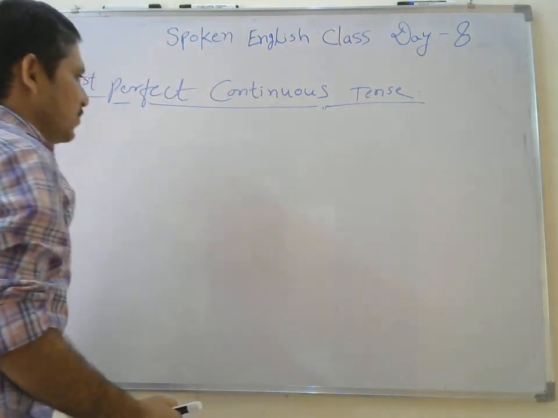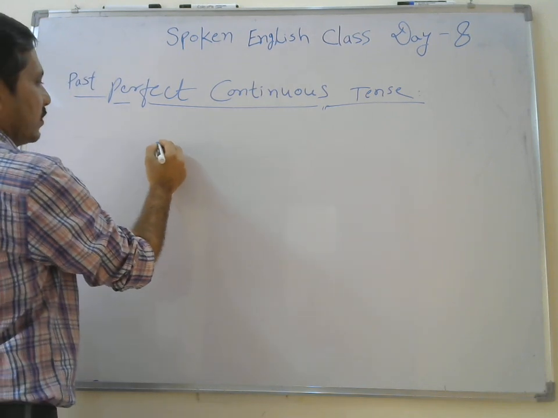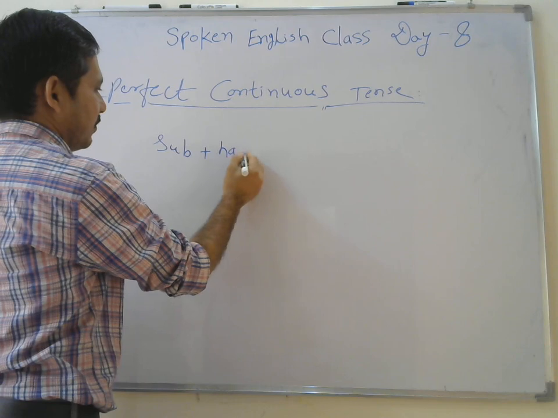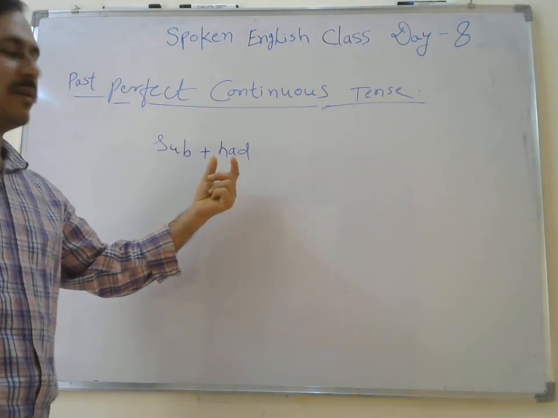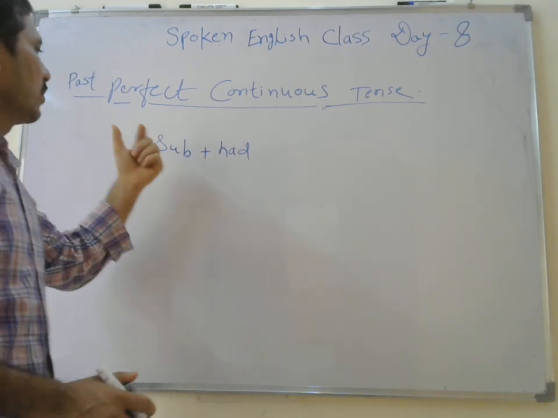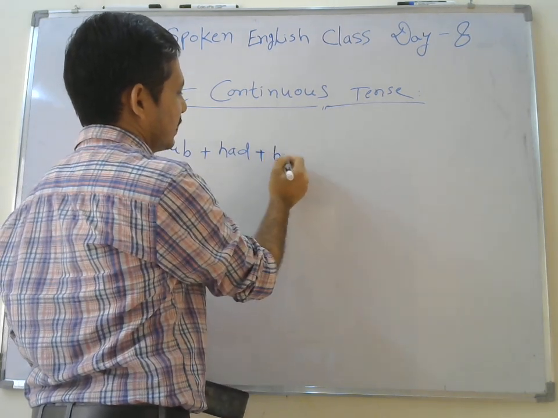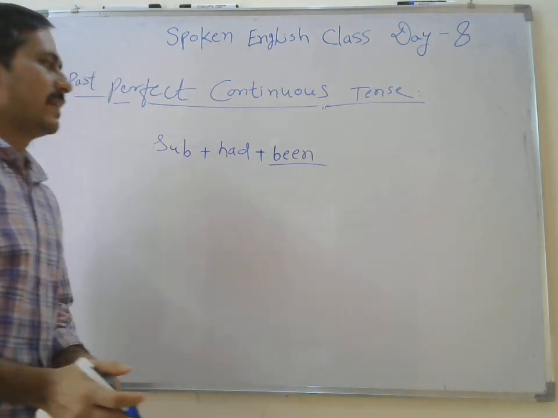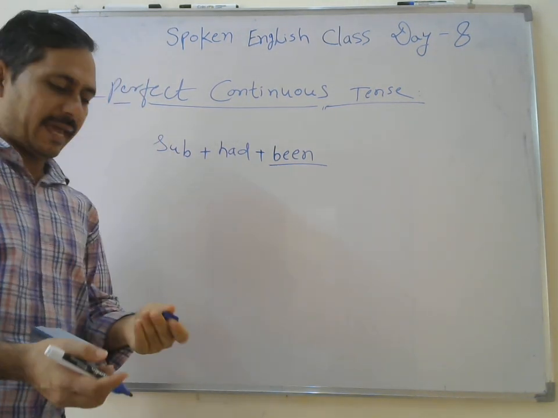So here the structure is okay. This is past perfect continuous tense. Here the structure is your subject plus had, because one perfect is already there. So for perfect tense, the helping verb was had. And one more thing: in all the perfect continuous tenses, only one thing will be added, that is been. In all the perfect continuous tense, been will be extra.